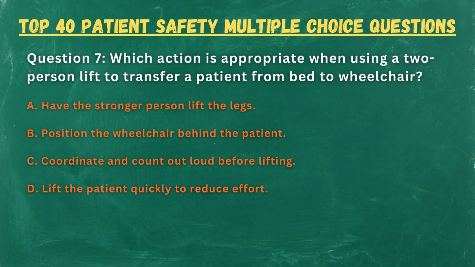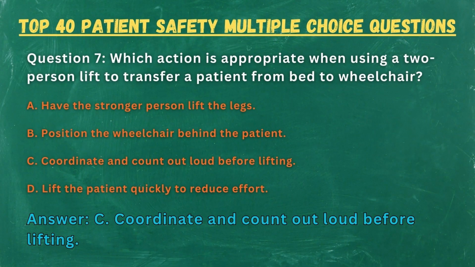Question 7. Which action is appropriate when using a 2-person lift to transfer a patient from bed to wheelchair? A. Have the stronger person lift the legs. B. Position the wheelchair behind the patient. C. Coordinate and count out loud before lifting. D. Lift the patient quickly to reduce effort. Answer. C. Coordinate and count out loud before lifting.